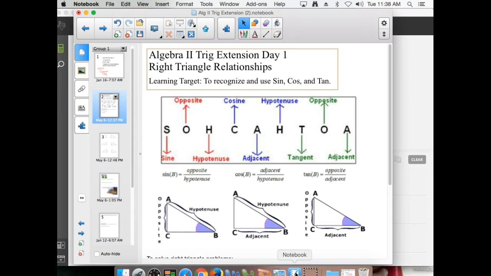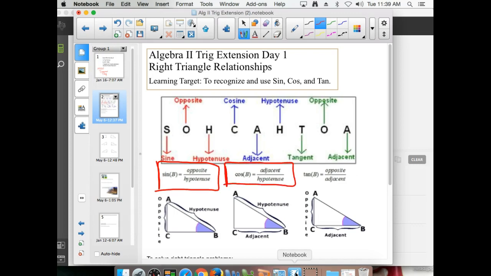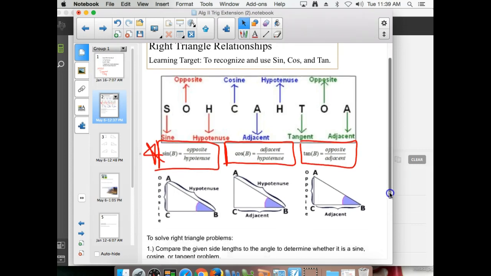If I say the phrase SOHCAHTOA, that should sound very familiar if you had geometry last year. The SOH is talking about sine, and you have opposite over hypotenuse. The CAH, as some people would say, is your cosine, which is adjacent over hypotenuse. And then finally your TOA, the tangent, is opposite over adjacent. These three equations are the most important equations you're going to be using.